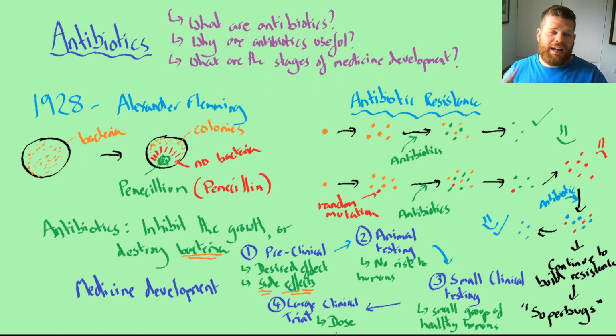Okay, so that's everything on antibiotics that we're going to look at in this video. Here's a quick little summary. We talked a little bit about the history of antibiotics, Alexander Fleming and his little discovery about penicillin. We talked about what an antibiotic is: it inhibits the growth or destroys bacteria. It will have no effect on any virus whatsoever. We then did a little bit of revision about natural selection and talked about antibiotic resistance and how that comes about. We also talked about the issue of superbugs in very brief detail. We then talked about how medicines are developed in that little cycle of preclinical and clinical trials.